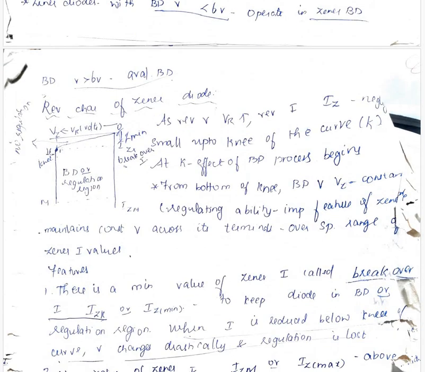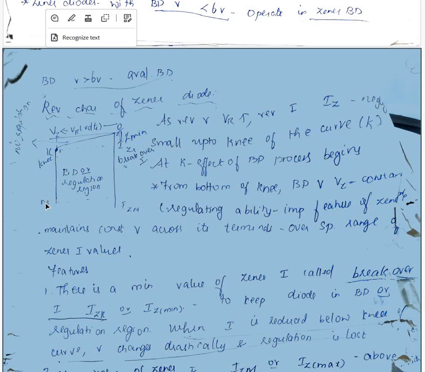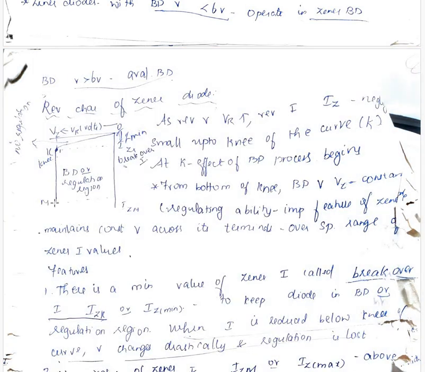In the reverse characteristics of Zener diode, this is the knee voltage and this is the breakdown region or regulation region. Regulation does not happen from 0 to the knee voltage. After that is the rated maximum voltage, which is given in the specification sheet, after which if we increase the voltage, the diode gets damaged.